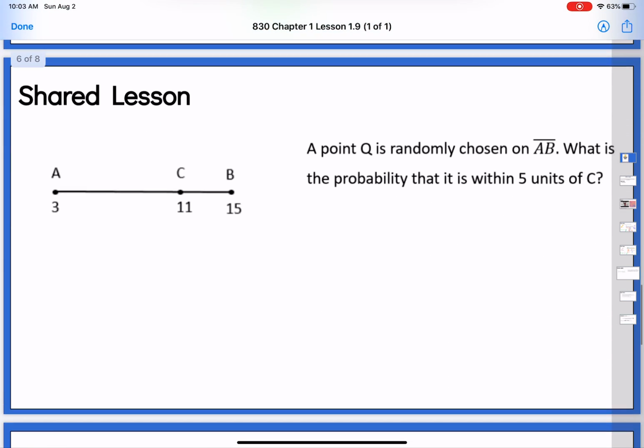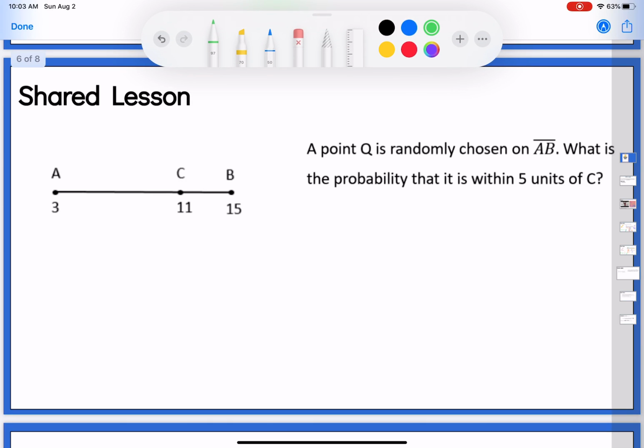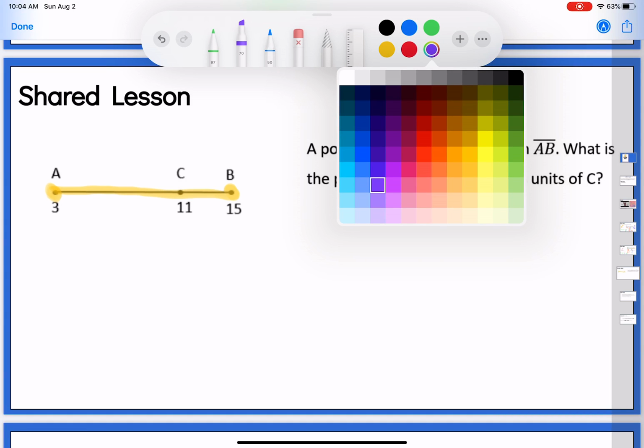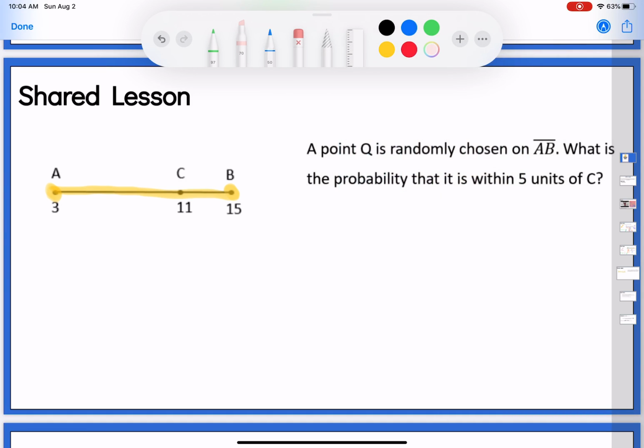Okay, one more here just to, again, change it up. We were looking at the angles and the points. How about if we give a segment? So on this one it says, point Q is randomly chosen on segment AB, right? So anywhere on this segment, I'm going to pick a point. I'm going to throw a dart and it's going to be point Q, and that's where it's going to land. So what's the probability that it is within 5 units of C?